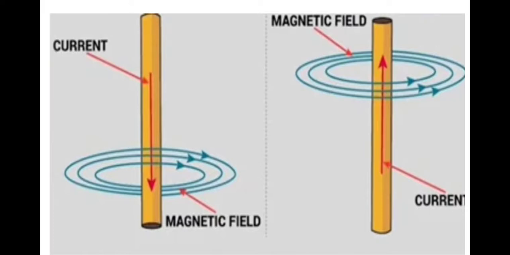It was observed by a scientist named Oersted in the year 1820. Oersted did a simple experiment. He made a simple circuit and he kept a magnetic compass needle near the circuit. When the switch is off, no current flows through the circuit and there was no deflection in the magnetic compass needle.